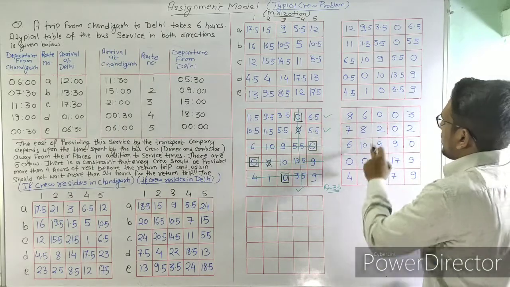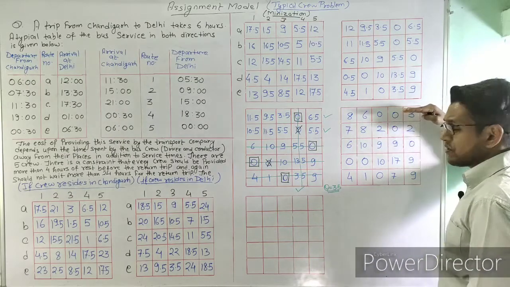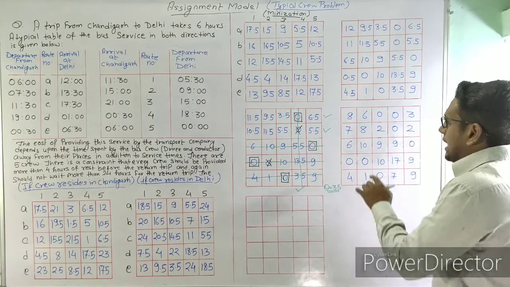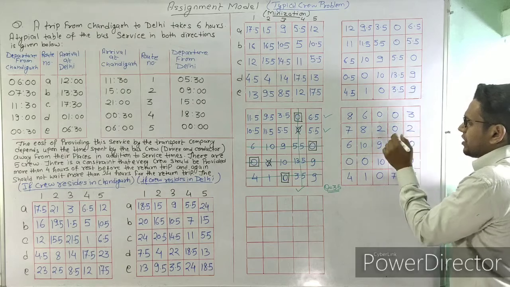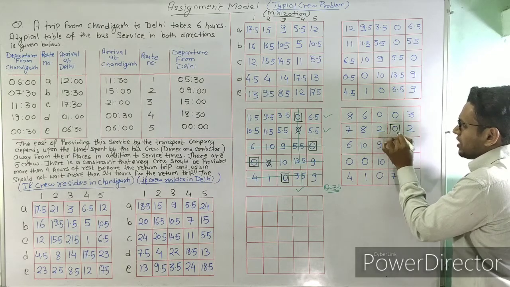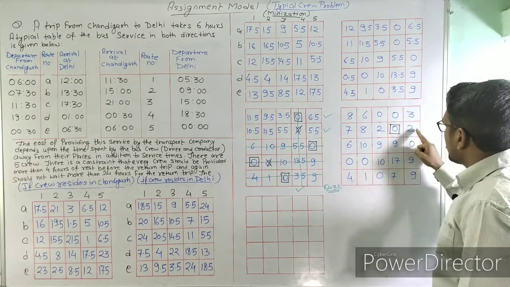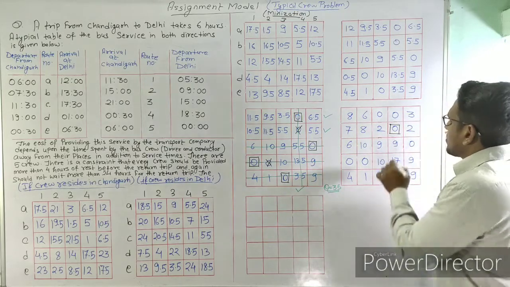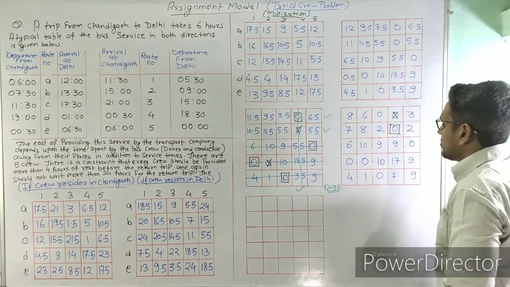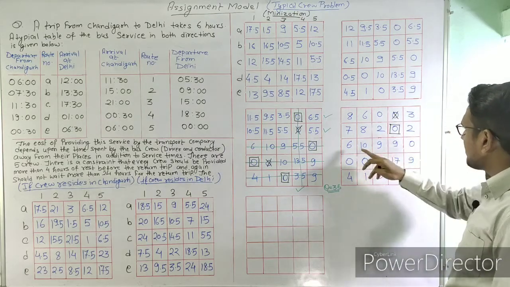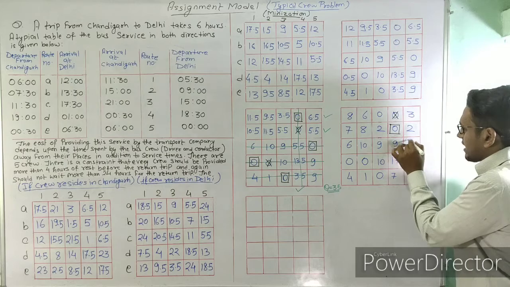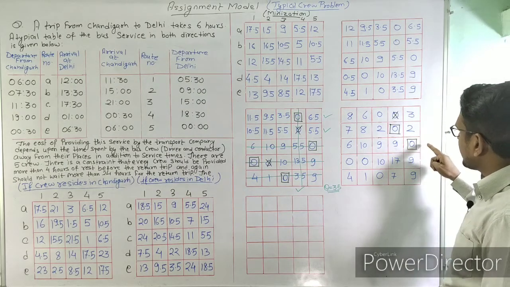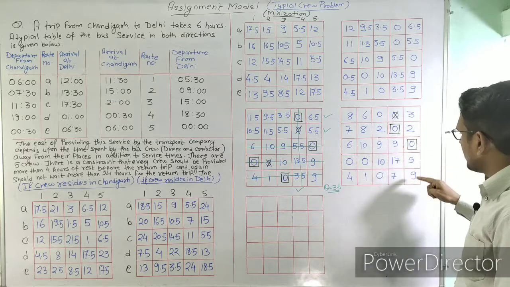So we'll start from row 1. In row 1 we have more than one 0, so we will skip this row and move on to row 2. In row 2 we have a single 0 here, so we will assign this 0, and once this 0 is assigned, no more assignment can be done in this row and in this column. So this 0 is crossed out. Now moving on to row 3, we have a single 0 here, so we will assign this 0, and once this 0 is assigned, no more assignment can be done in this row or in this column.